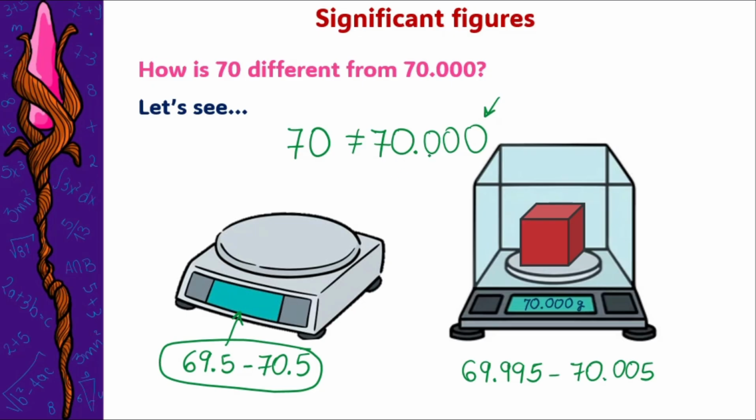So basically, guys, when you don't have more information about the number, take the zeros as significant figures when they come after the non-zero digits. But if you know that it's the result of a rounding, then they wouldn't be significant.